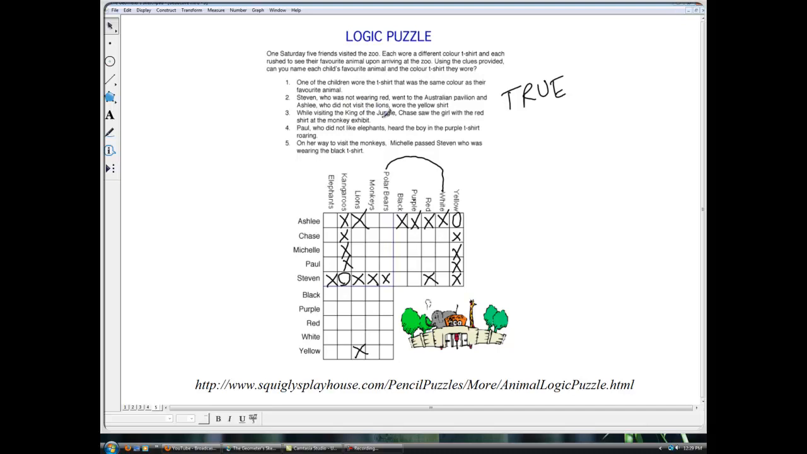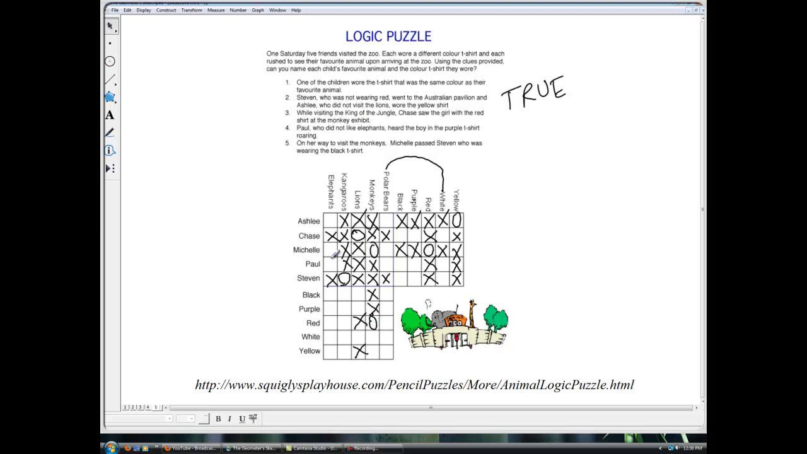While visiting the king of the jungle, Chase saw the girl with the red shirt. Since a girl has a red shirt, we can conclude that a boy is not wearing a red shirt. And since Chase saw the girl with the red shirt, Chase is not the girl with the red shirt. Therefore, Michelle must be wearing the red shirt. Since Chase saw lions and Chase is not wearing red, lions do not correspond with red. The girl with the red was at the monkey exhibit. Monkeys correspond with red. Since Ashley's wearing yellow, she was not the monkeys, so therefore Michelle has to be monkeys. And monkeys correspond with red. Michelle liked monkeys, she was wearing red.